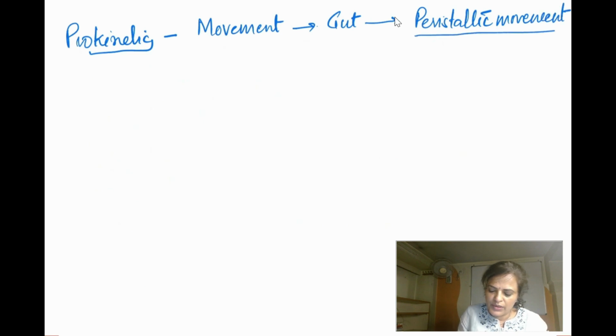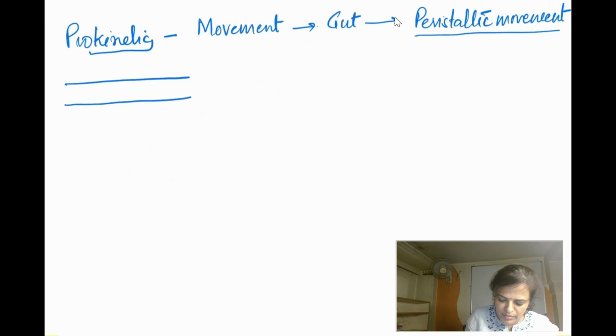And what is a peristaltic movement? It is a series of wave-like contractions which happen in the gut wall. So what happens exactly? There is a contraction of the proximal segment of the gut followed by a dilatation of the distal segment of the gut. You can see here, this is the normal gut with the food particle, normal lumen you can see.